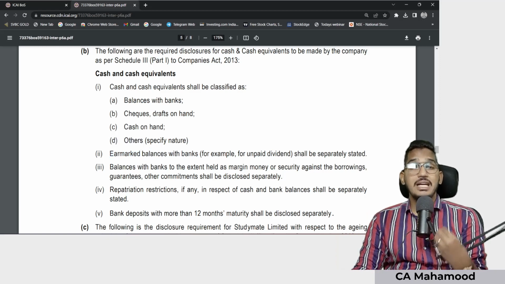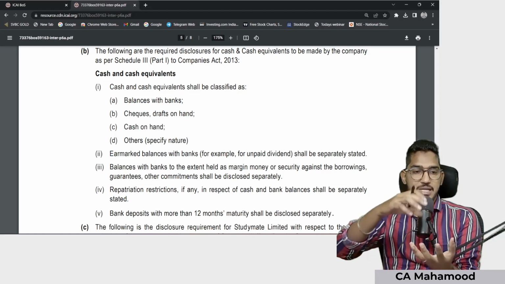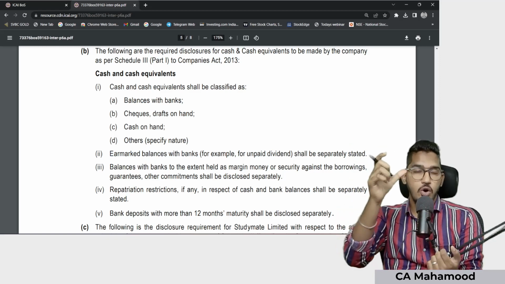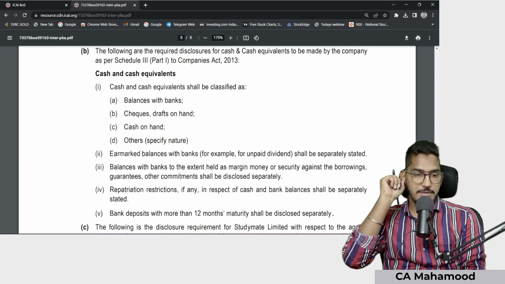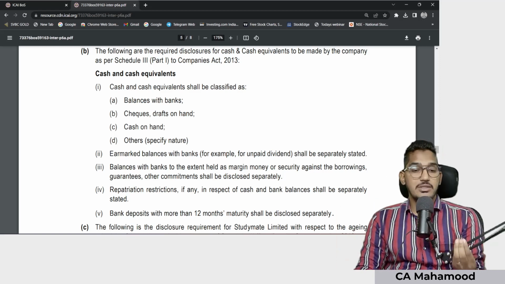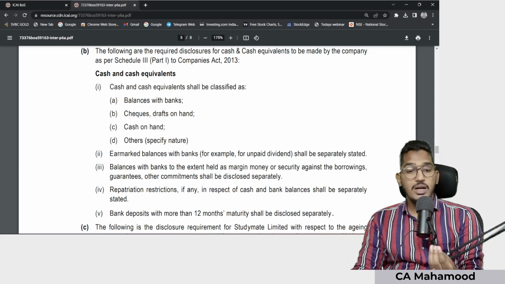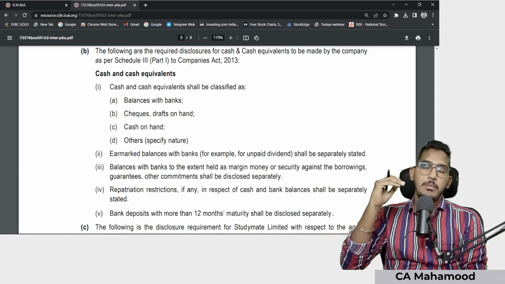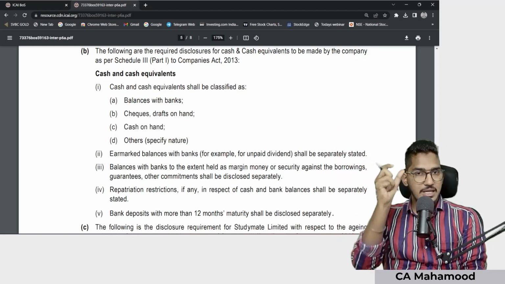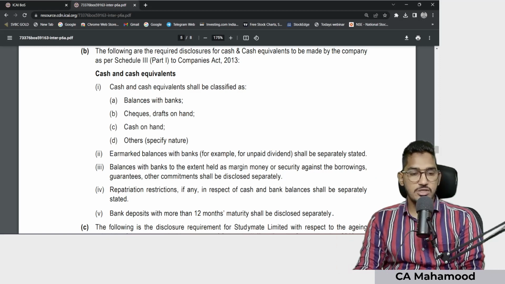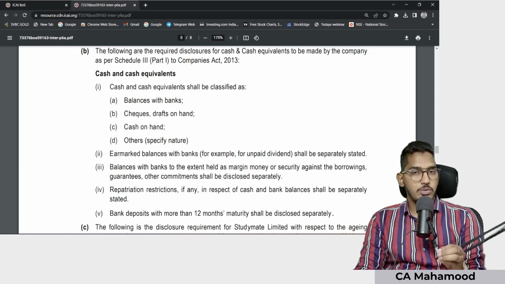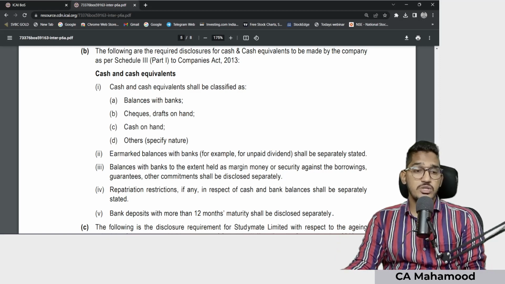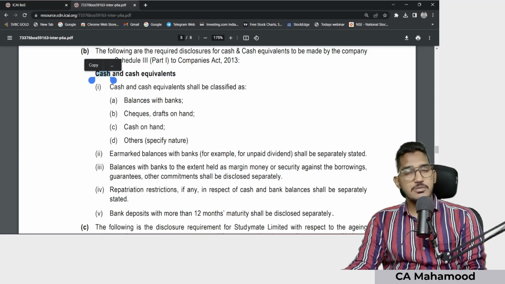Balances with the banks, to the extent they are kept as margin money. If the money is kept with the bank as margin money, short notice money, or demand money, you can say. So like this, if the balance is kept with the banks as money for short notice, or it has been kept as security for the borrowings, that amount is also required to be stated separately. Repatriation restrictions, that means if the amount is lying in a foreign account, and there are any repatriation restrictions, that also needs to be disclosed separately. And bank deposits which have more than 12 months of maturity, that also needs to be disclosed separately. So these are the disclosure requirements regarding cash and cash equivalents as per Schedule 3.